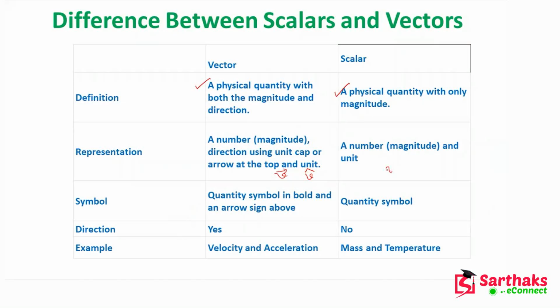If it is your mass, then M. If it is your temperature, you can write T, or time, T. Then the symbol: for a vector, the quantity symbol is in bold with an arrow sign above. Here, only the quantity symbol. Direction: yes, a vector has direction. A scalar quantity does not have any direction. Examples: velocity, acceleration, mass and temperature. Okay, so these are the differences between scalars and vectors.